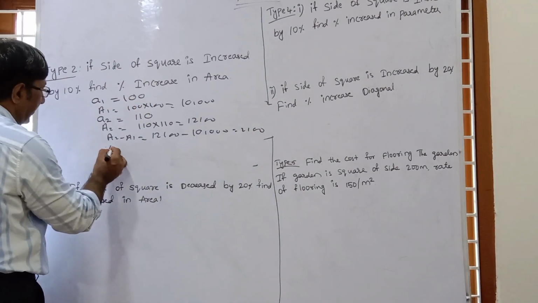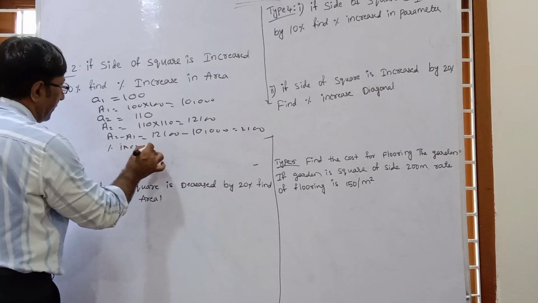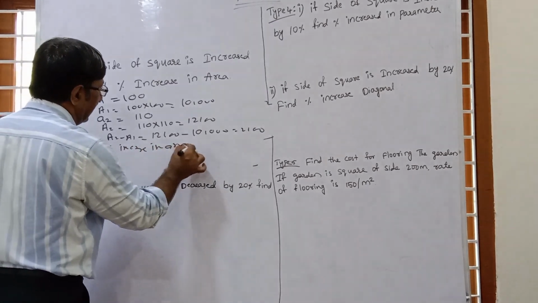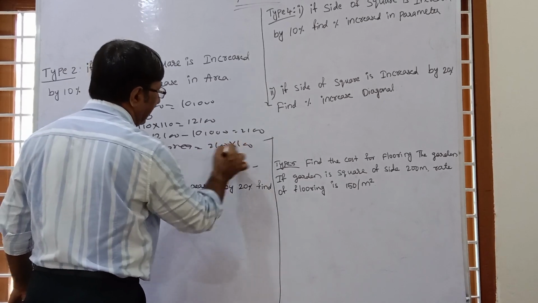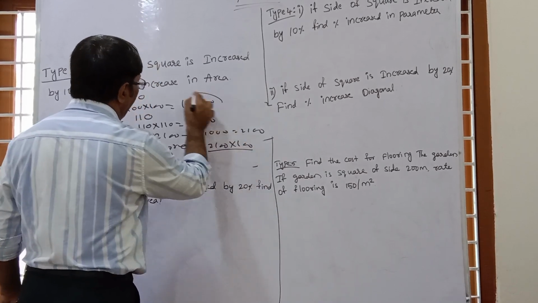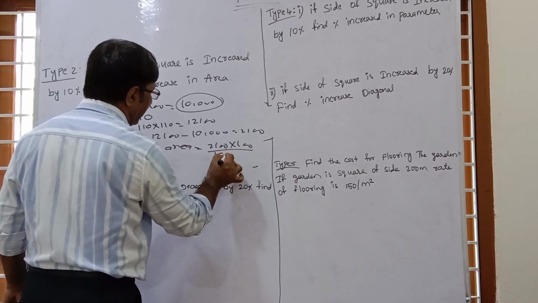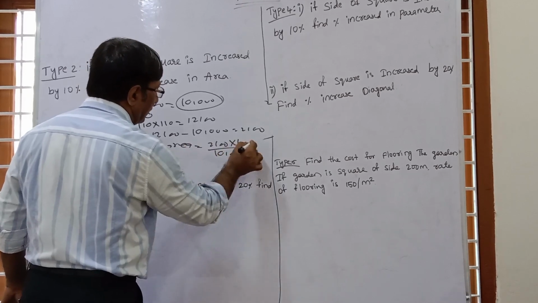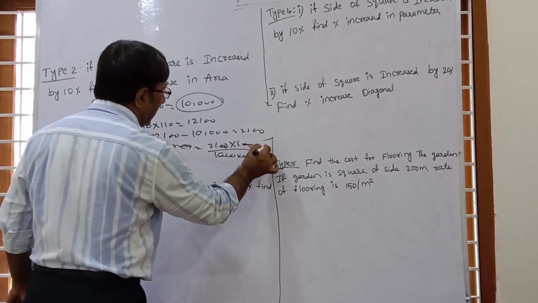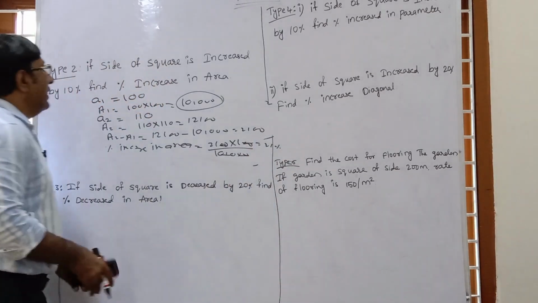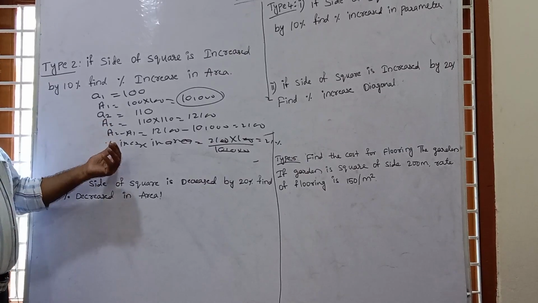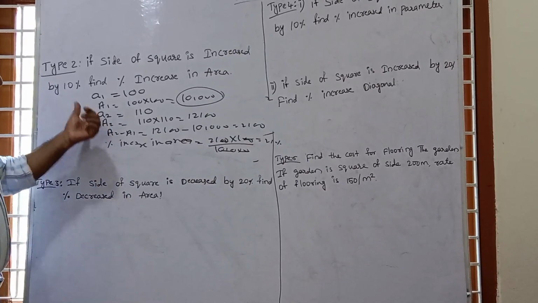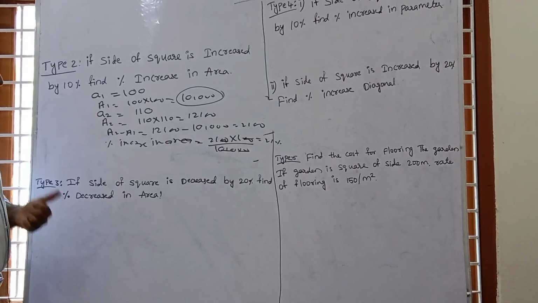Now the percentage increase in area is equal to 2100 into 100 divided by the original, which is 10,000. The zeros cancel, and your answer is 21%. In this way we can solve this question by the basic method also, but go for only the trick, because the trick will save your time.